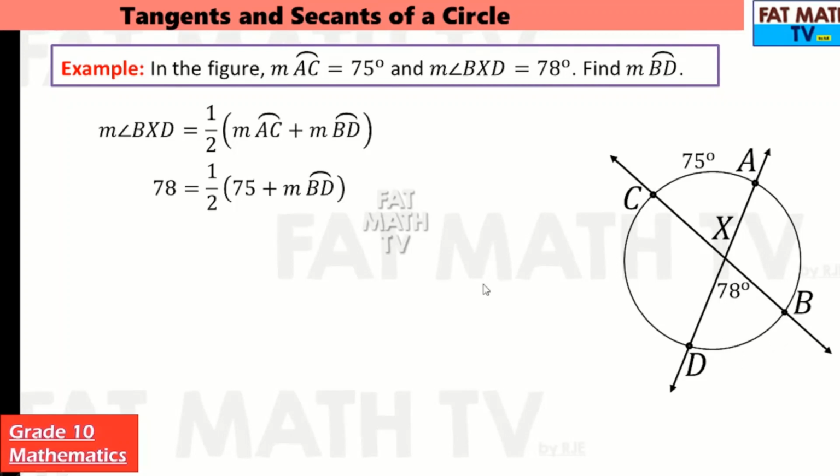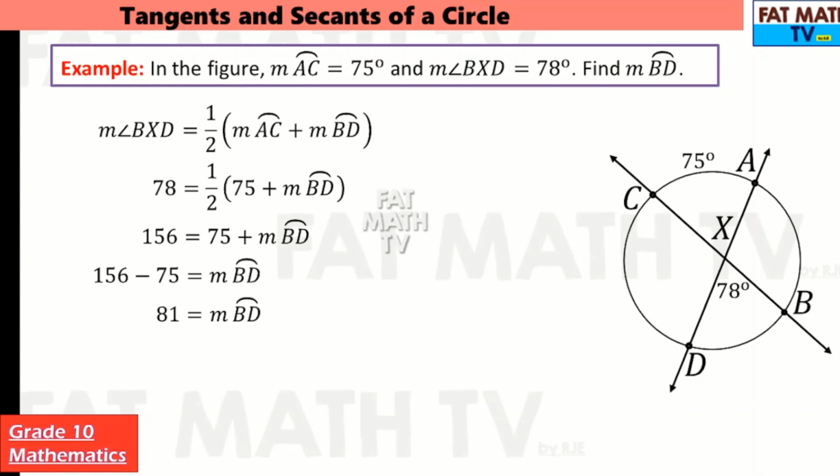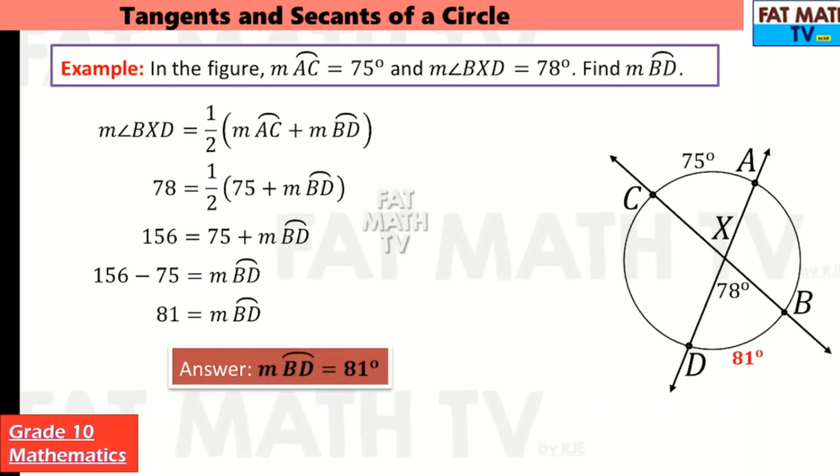So multiply both sides by 2. 78 times 2 is 156. So 2 and 1/2 will cancel. We will be left with 75. Put 75 to the left. That's going to be negative 75. So 156 minus 75, that is 81. So the measure of arc BD is 81 degrees.